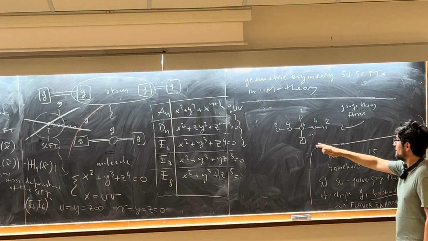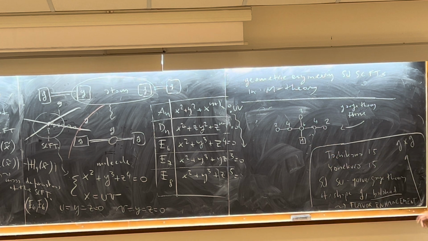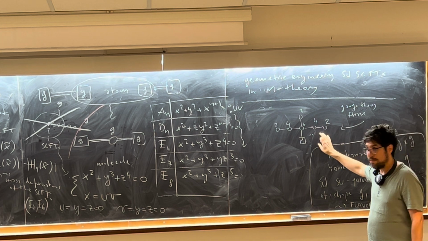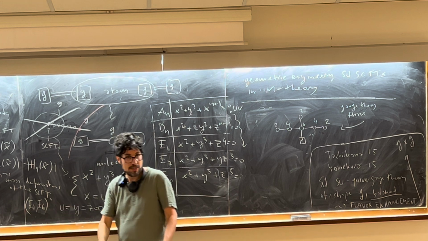So whenever you have a quiver that has a G shape and it is balanced, then these gentlemen show you that you have the flavor enhancement that you want. So even from the gauge theory phase perspective, this theory indeed has E6 flavor symmetry. No? So yes, we checked it.